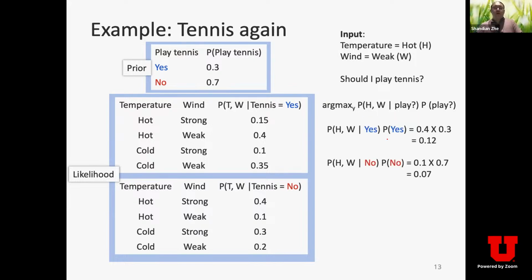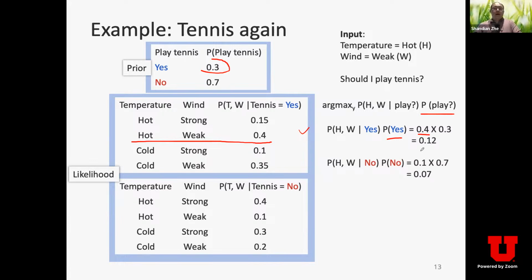So we consider if the decision is yes, meaning the label is yes, then we calculate the prior probability, which is 0.3. Then given play is yes, what is the likelihood you have hot temperature and weak wind? Just look at this table: hot temperature and weak wind is here, so the likelihood is 0.4. You multiply 0.4 with 0.3, and you get 0.12.